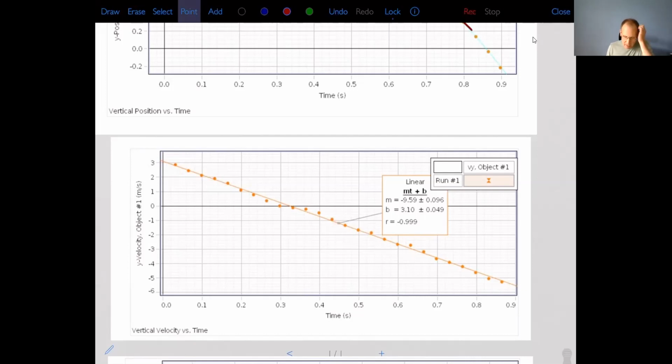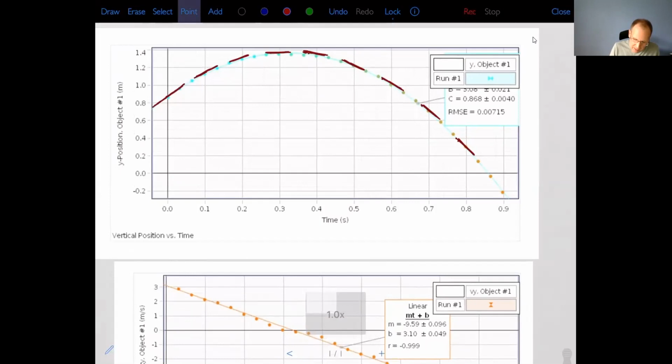Okay? And then if you look at the rate of change of velocity versus time. So remember when we said the rate of change of position versus time is not constant, right? Because those slopes are changing.